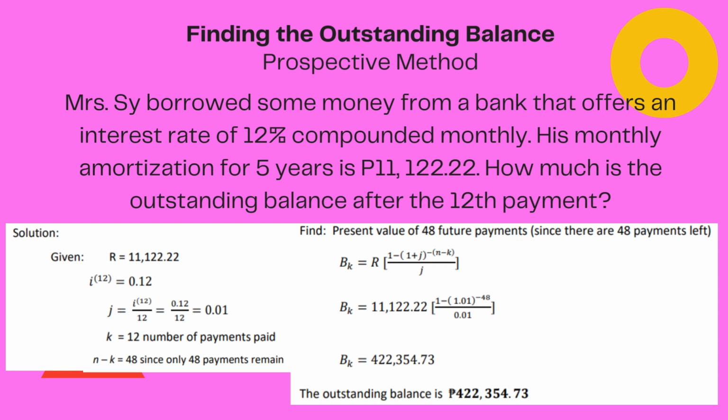And then 1 minus, open and close parentheses, 1.01. Gikan ang 1.01? So that's simply 1 plus j, which is 0.01 rather. So mao na siya ang imong 1.01. Raised to the power of negative 48. Kay 48 is our remaining months unpaid. So that's all over 0.01, which is the j. So there we have 422,354.73 pesos as our outstanding balance. So, okay?